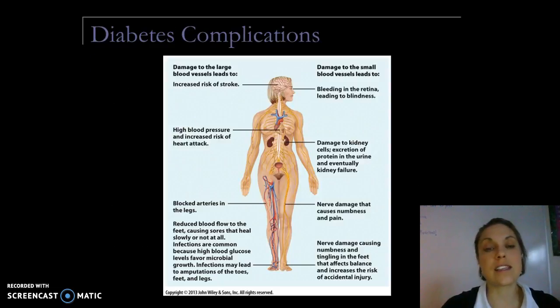So as you can see here, here's a picture of all of the different complications that result from damage to the large blood vessels as well as damage to the small blood vessels.